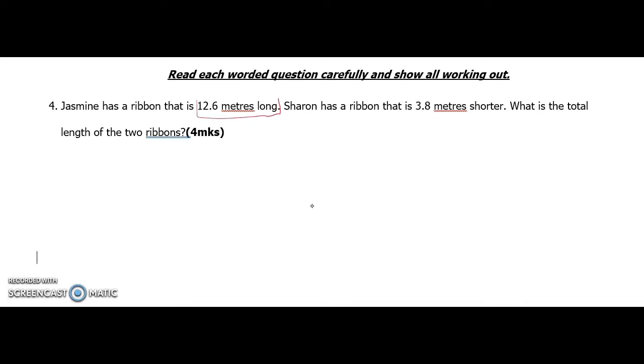So here we're just going to flesh it out. So for Jasmine, 12.6 meters. And for Sharon, she has 3.8 meters shorter. So we need to find out the length of Sharon's ribbon. So if it is 3.8 meters shorter, we need to find out the length by taking away 3.8 from 12.6. Let me make the correction here.